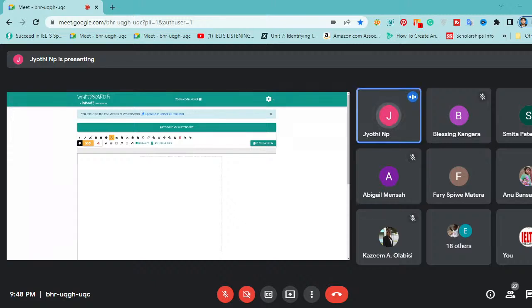Now, what we'll do is take some sentences and try to identify which is the subject and the predicate. For example, take a simple sentence: Birds fly in the sky. Here, birds is the subject and fly in the sky is the predicate.